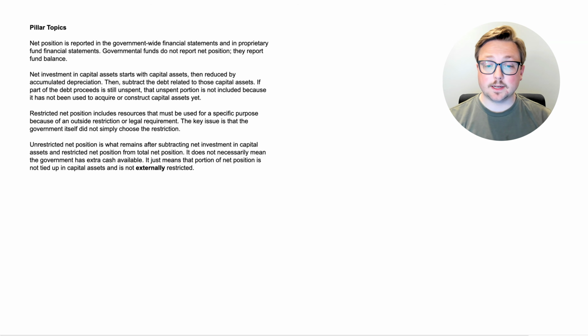Unrestricted net position is what remains after subtracting net investment in capital assets and restricted net position from total net position. It does not necessarily mean the government has extra cash available. It just means that portion of net position is not tied up in capital assets and is not externally restricted. Kind of as a quick example of that, imagine if management set aside $100,000 for something that they wanted to do in the government. To them, they're setting that money aside. They're kind of, in quotes, restricting that money. But because management did it, because the government chose it themselves, in net position, it's considered unrestricted net position. So I just wanted to make sure that's clear. But that's pretty much it.